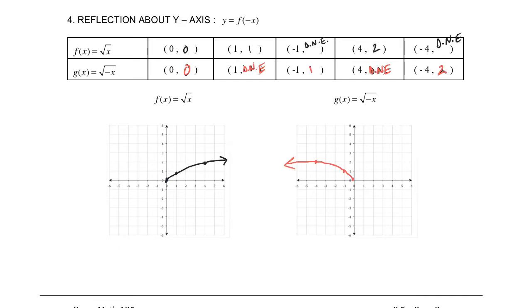Okay, so here's our parent graph of square root of x. And then when you do the opposite of the input, it would allow you to take the square root of the opposite of -1, which is 1. So that's defined. The opposite of -4, we can take the square root of 4. So that just reflects that across the y-axis.